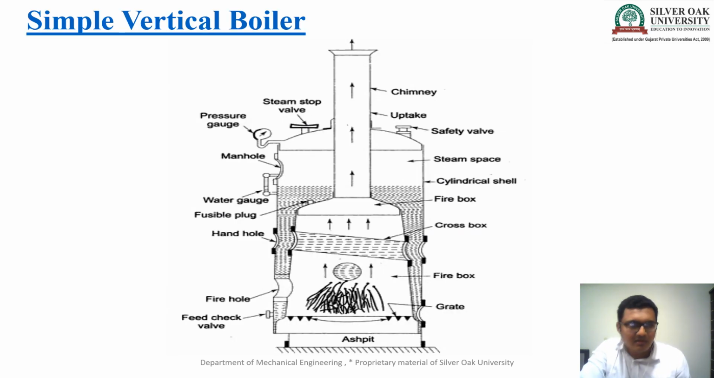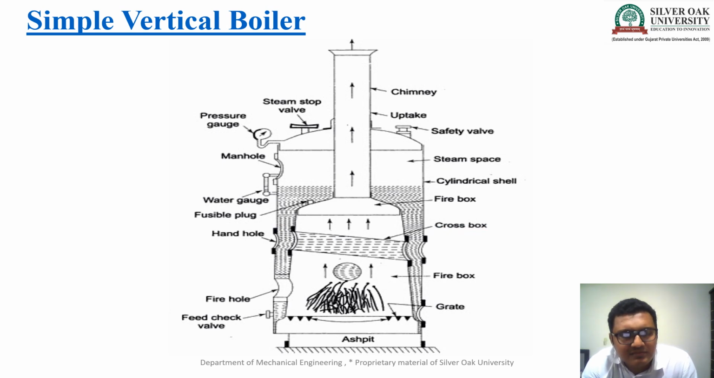Now here I will show you the simple vertical boiler, and outside the boiler shell you can see certain small parts which are added here. There are certain small parts sticking out of the boiler shell. So what are they? There are certain mountings and certain accessories. What the mountings are and what the accessories are, we can go into in the next lecture.